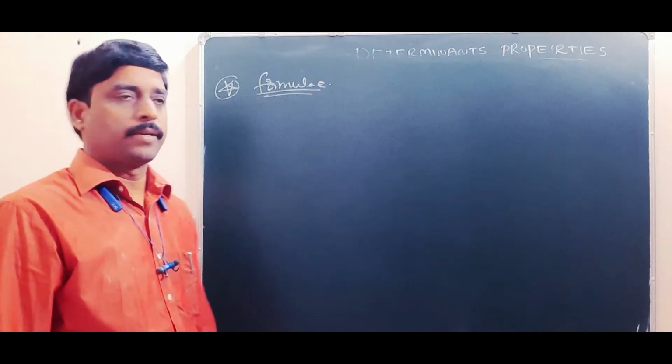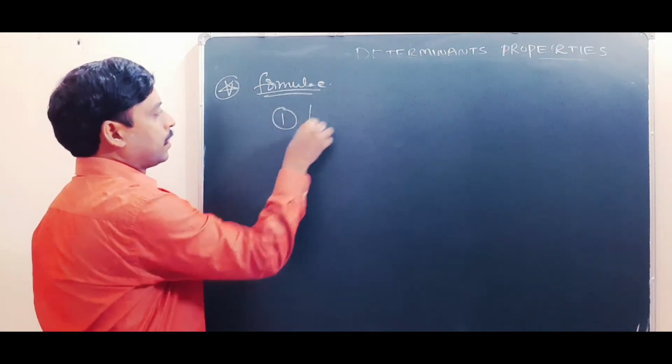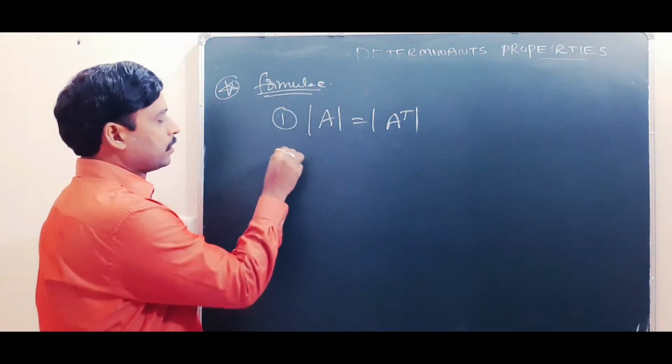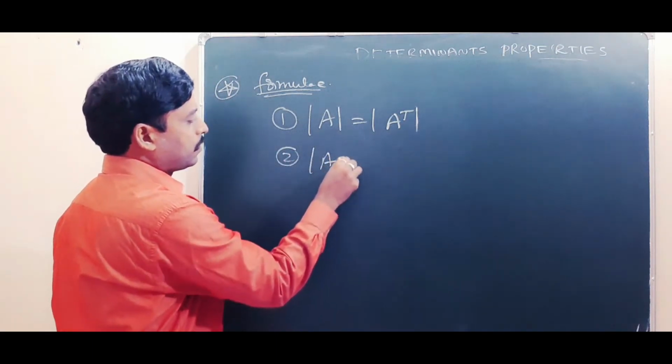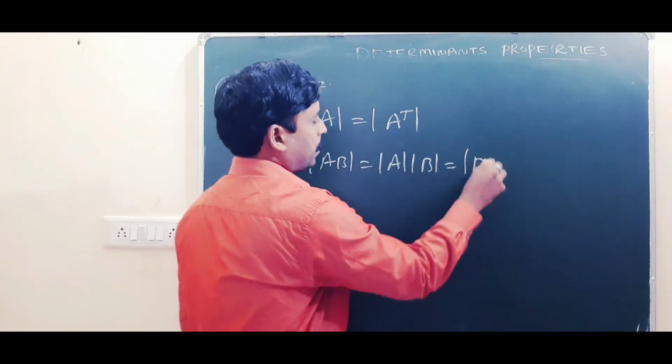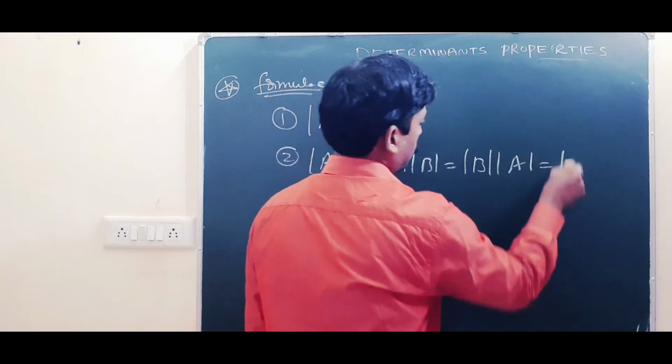Okay, now explain important formulas. First one, delta of A is equal to delta of transpose of A. Second one, delta of AB is equal to det A into det B, which is nothing but det B into det A, which is nothing but delta of BA.